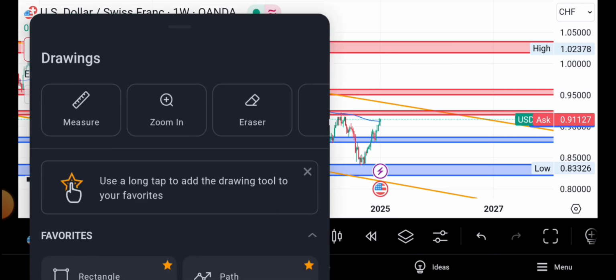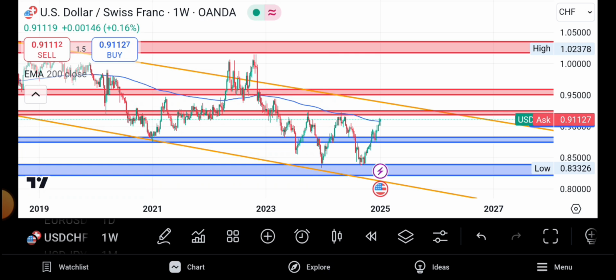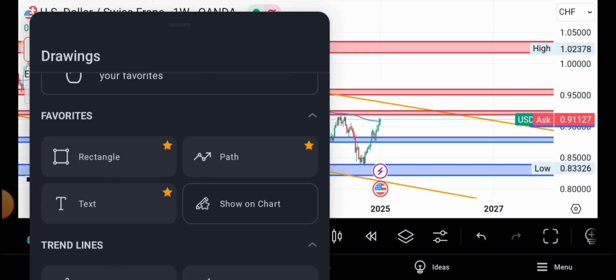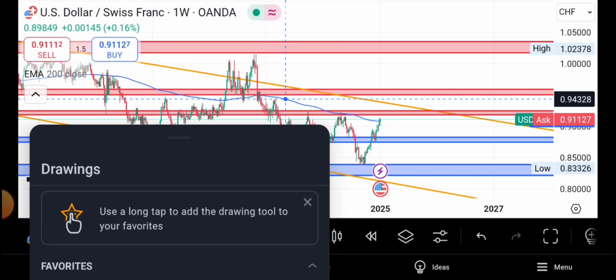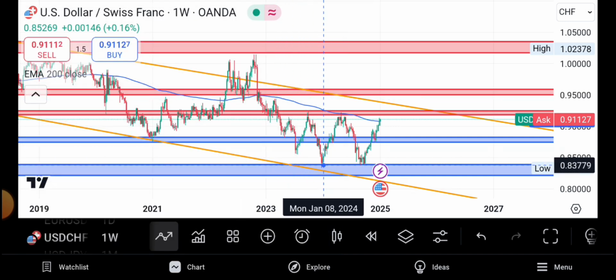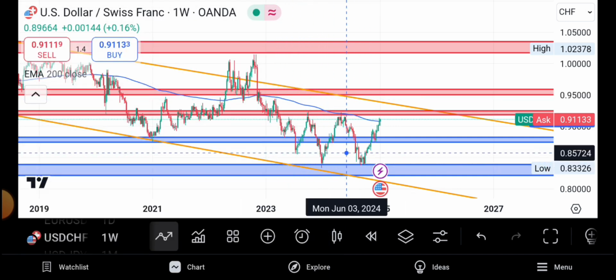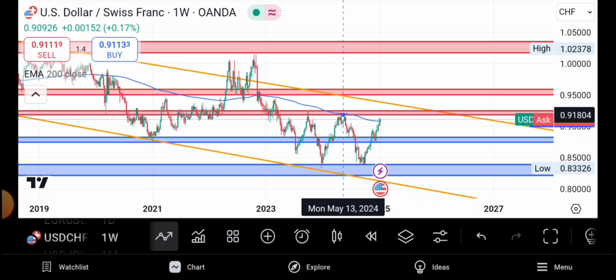So let me show you one thing. In both the monthly time frame and the weekly time frame, I can see what? We can see a double bottom. Let me show you. This is a double bottom. We have a first bottom here, the second bottom here, and this is now our neckline.